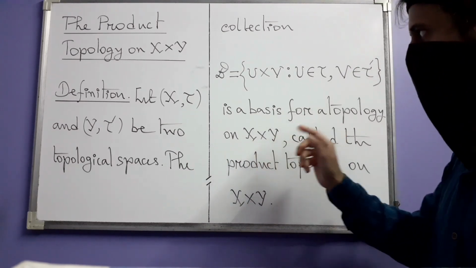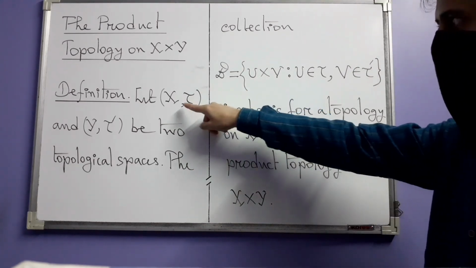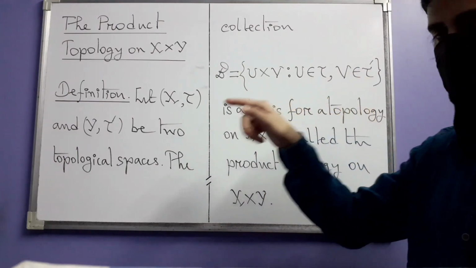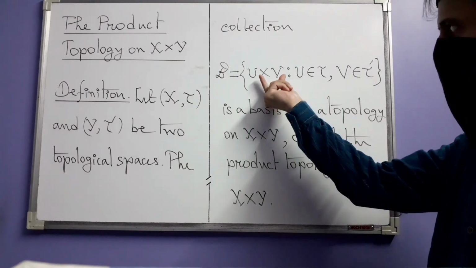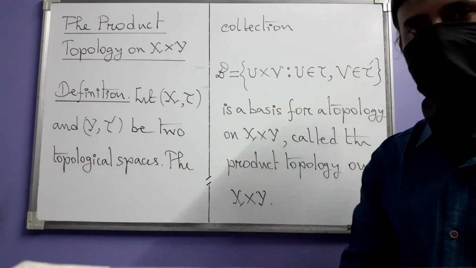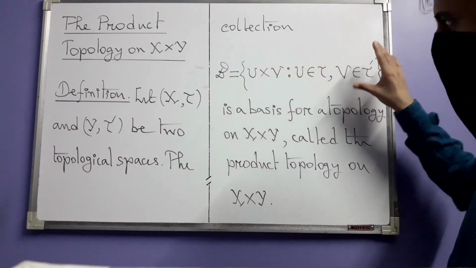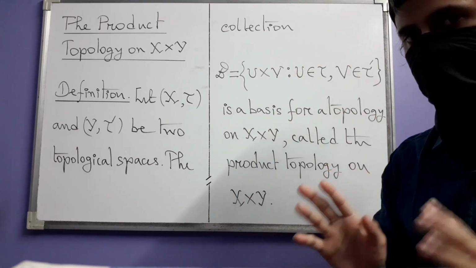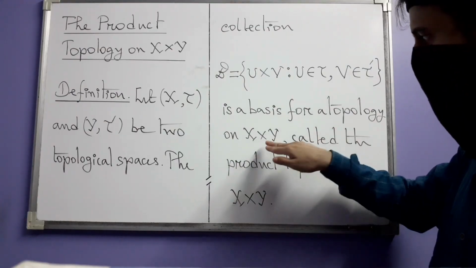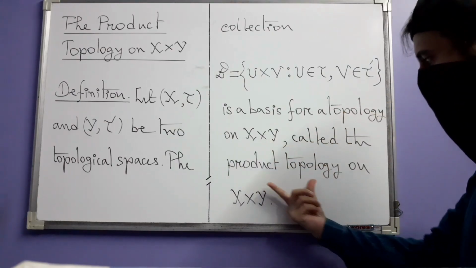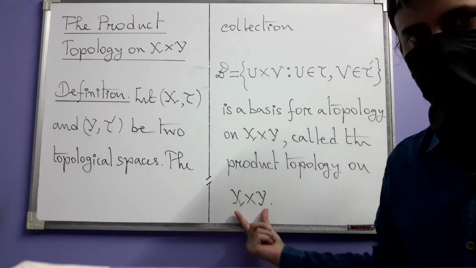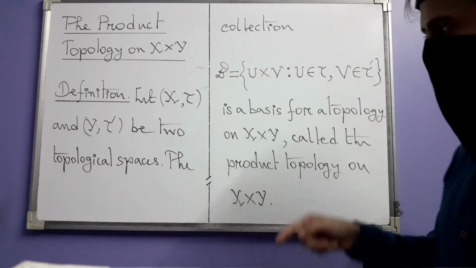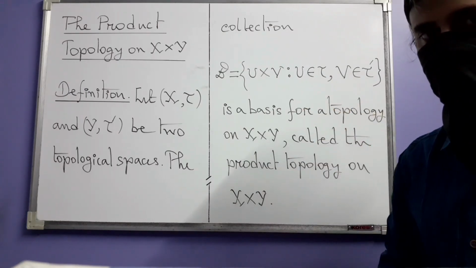Note that because U is open in X, U is after all a subset of X, and V is open in Y means V is a subset of Y. So, this U times V is a subset of X times Y. This means that this collection is a collection of subsets of X times Y, and it turns out that it is a basis for some topology on X times Y, and that topology is called the product topology on X times Y. Now, simply saying that this is the basis, of course, needs verification. So, now we are going to verify that it really is a basis for some topology.